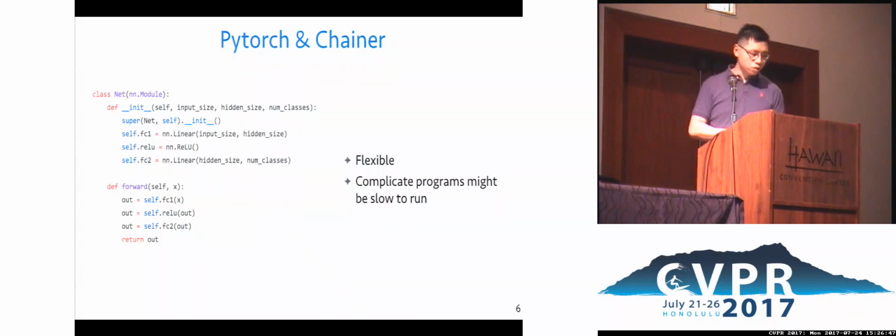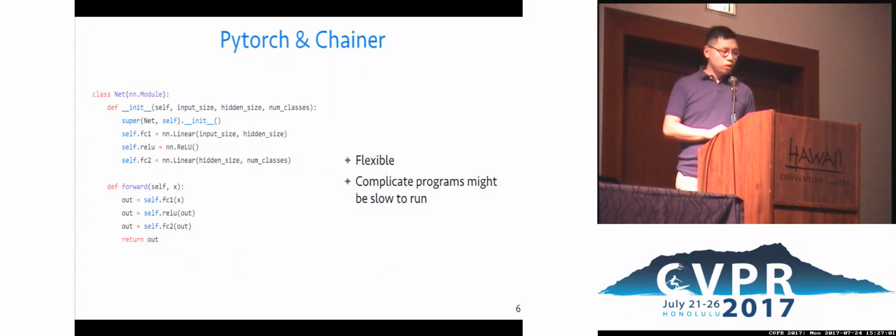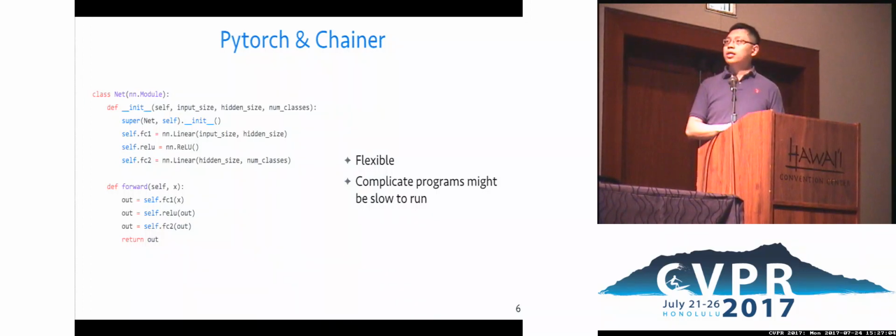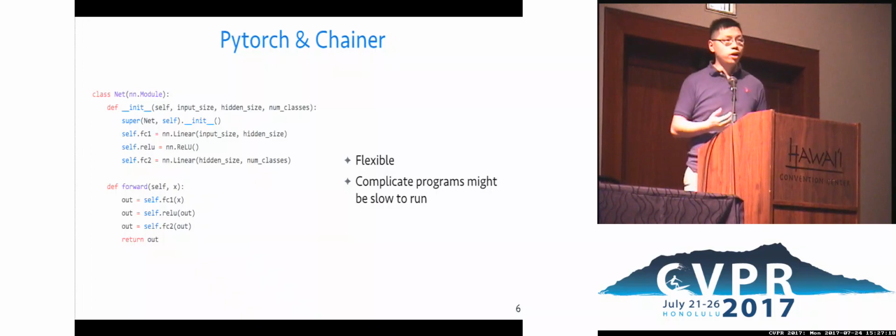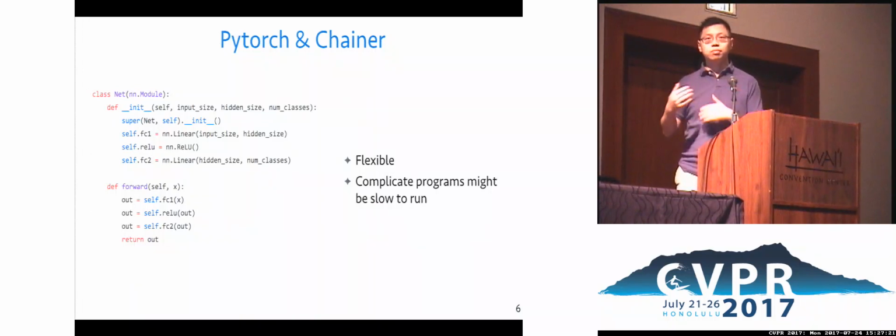The forward function tells you that, given the input X, I first apply FC1 to get the output, then apply ReLU, and apply FC2. So I return out. In this case, the forward function is executed each time we run the forward pass, which means if you want to print the output of the first fully connected layer, FC1, you can actually print. This is pretty convenient if you want to debug and track things.